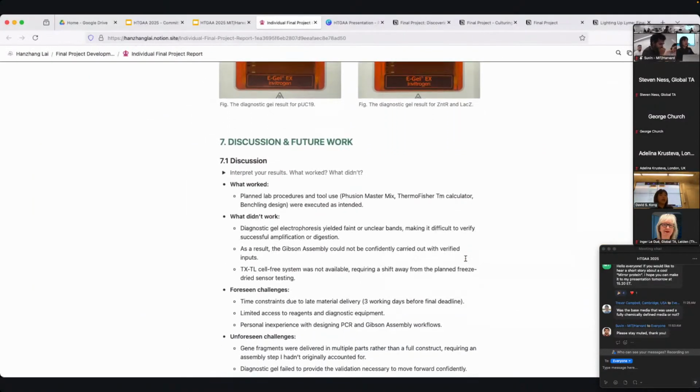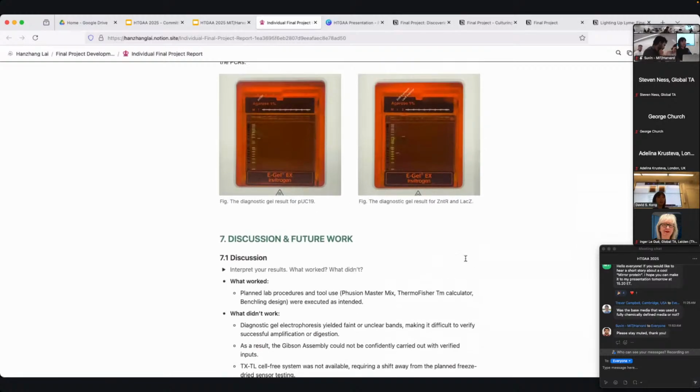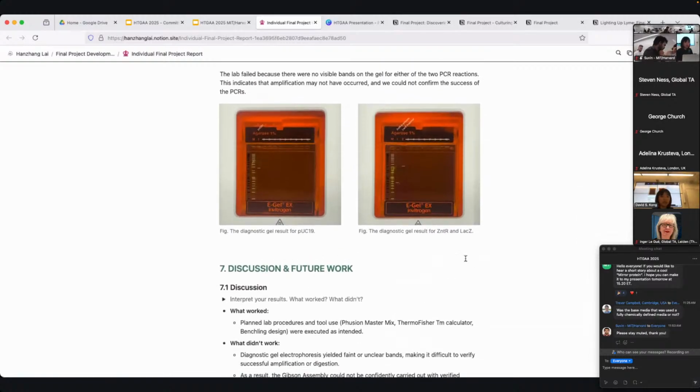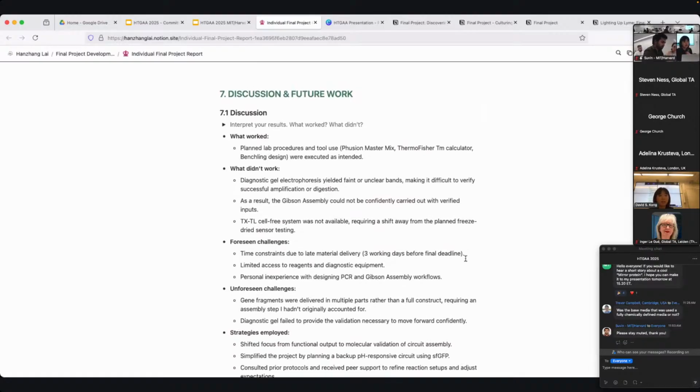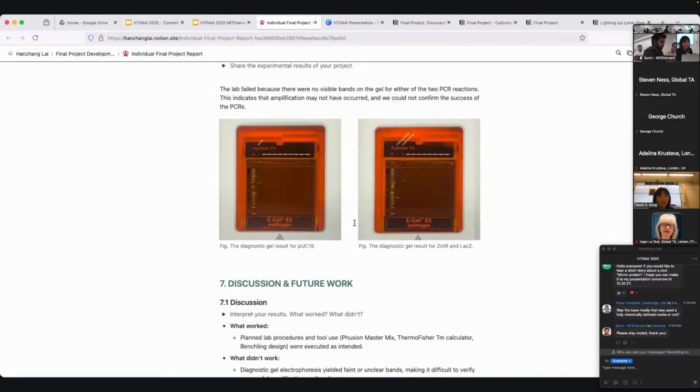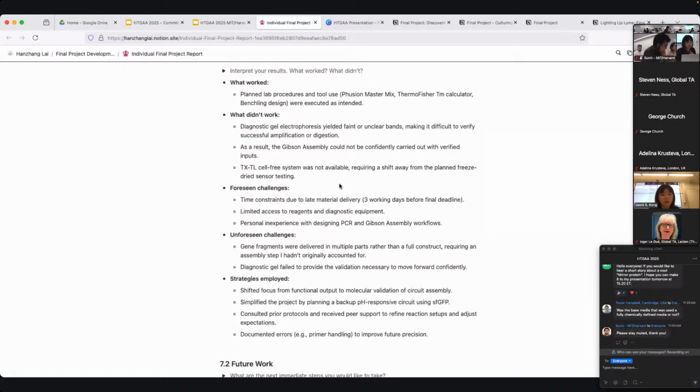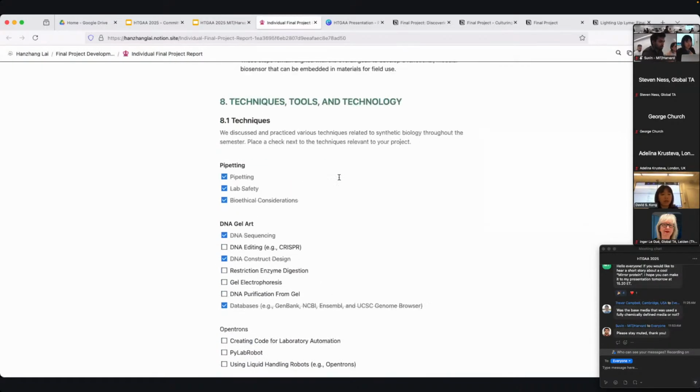And yeah, for future work, I think there are two short-term directions I could work on. First is take the backup plans that I had, the pH sensor, and test that instead. And also I haven't got a chance to get the NanoDrop reading for these samples that I have, so I would want to do that as well.